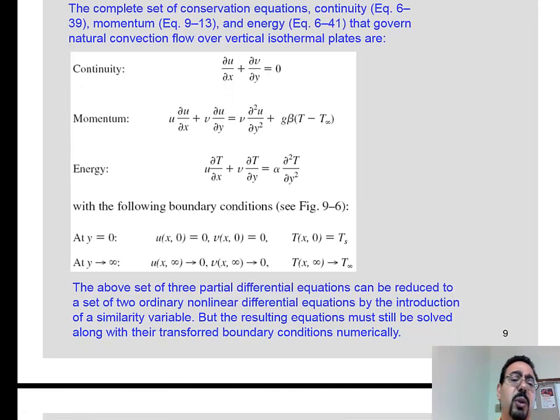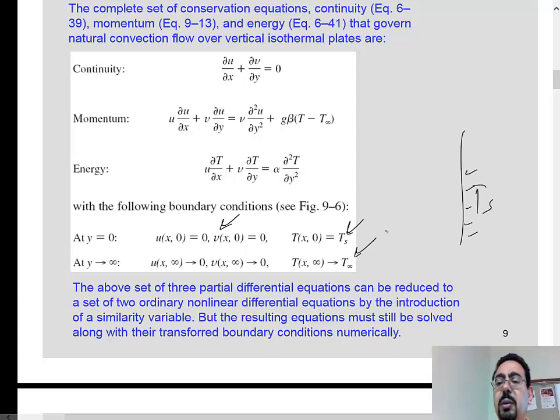Right? And here is the boundary condition. So the boundary condition is the no-slip boundary condition. Okay? And Ts at the wall and T infinity far away from the wall. So you have Ts at the wall, right? And the fluid next to it, the one that's just sitting on it, will just have to have Ts.